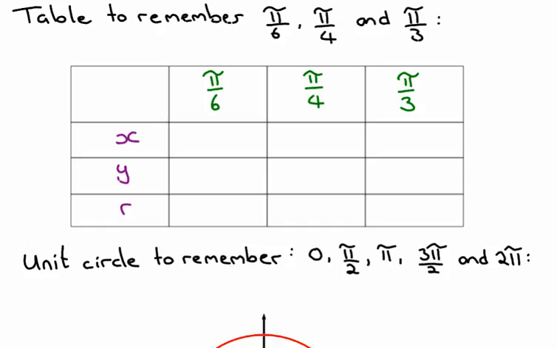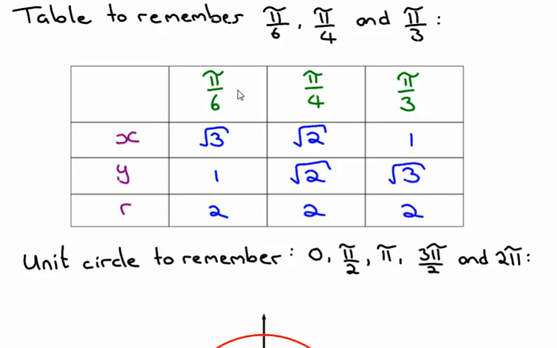Okay, now let's go and have a look at what we fill in here. We're going to go 3, 2, 1. Remember to fill in all your roots. I don't put a root over 1 because root 1 is 1. Then I go 1, 2, 3. Fill in your roots. And then my radius is always just going to be 2, 2, 2. So that's the summary of our special angles for pi over 6, pi over 4, and pi over 3.